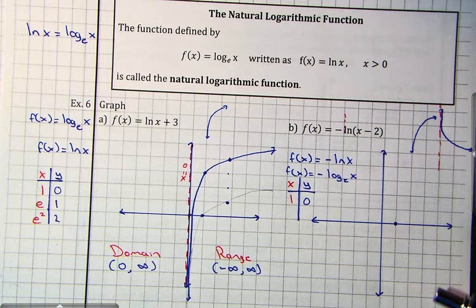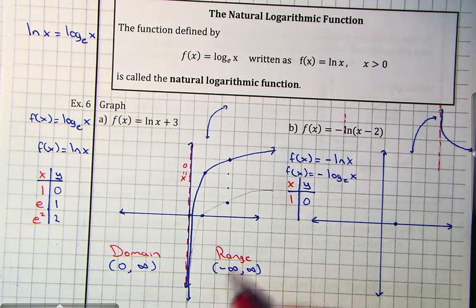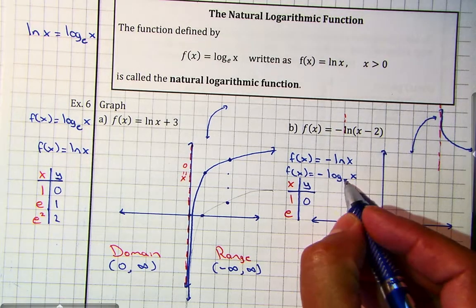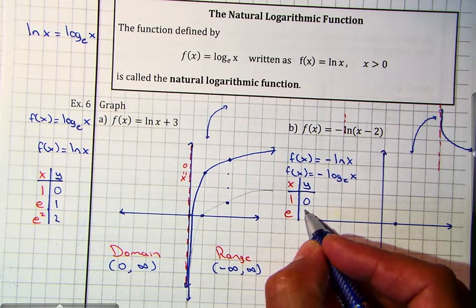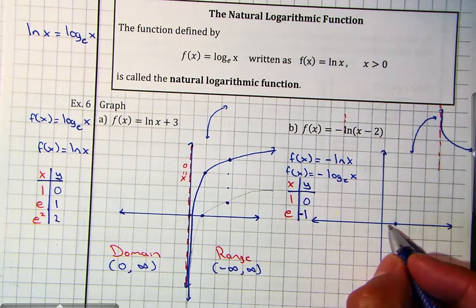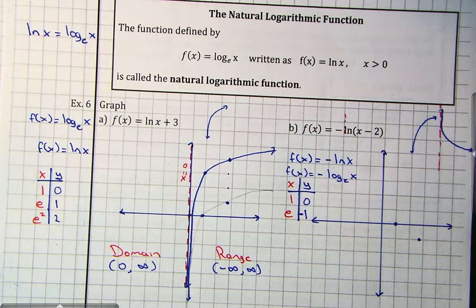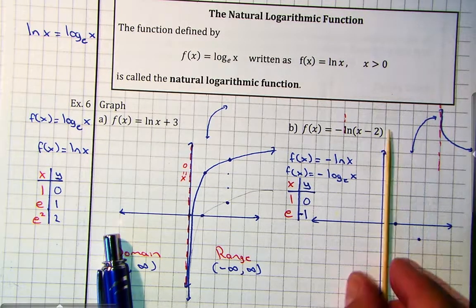And now the negative 0 times negative is 0. Plug in e. E to what exponent gives you e? 1, but it's actually negative 1, right? Let's not forget about the negative. So 2.7 and down 1. So therefore, my asymptote is now here.